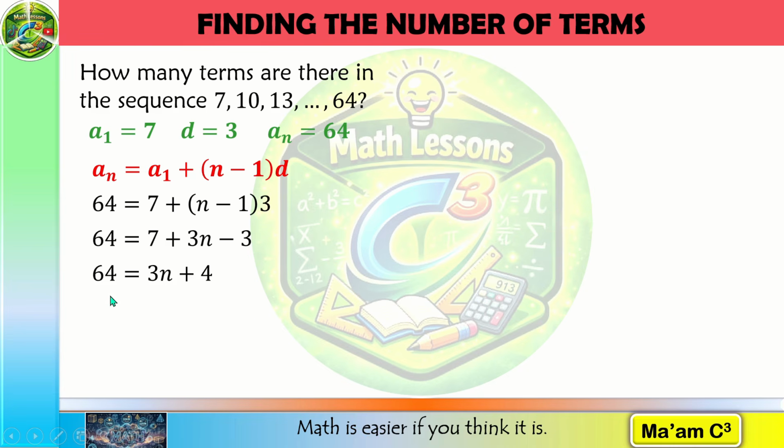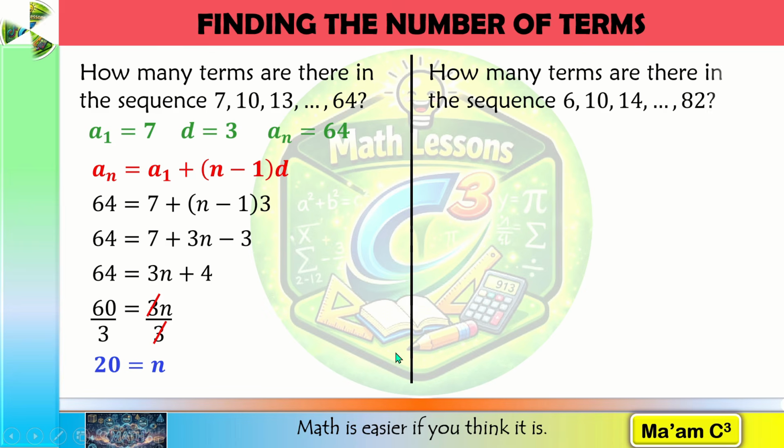Let us combine like terms, constants with constant. Let us move this on the other side or apply subtraction property of equality. 64 minus 4 is 60, so 60 is equal to 3n. To solve for n, we're going to eliminate this 3 here, and we can do that by dividing both sides by 3. So this 3 will cancel out, leaving you n. And 60 divided by 3 is equal to 20. So meaning there are 20 terms in this sequence, starting from 7 and ending at 64.